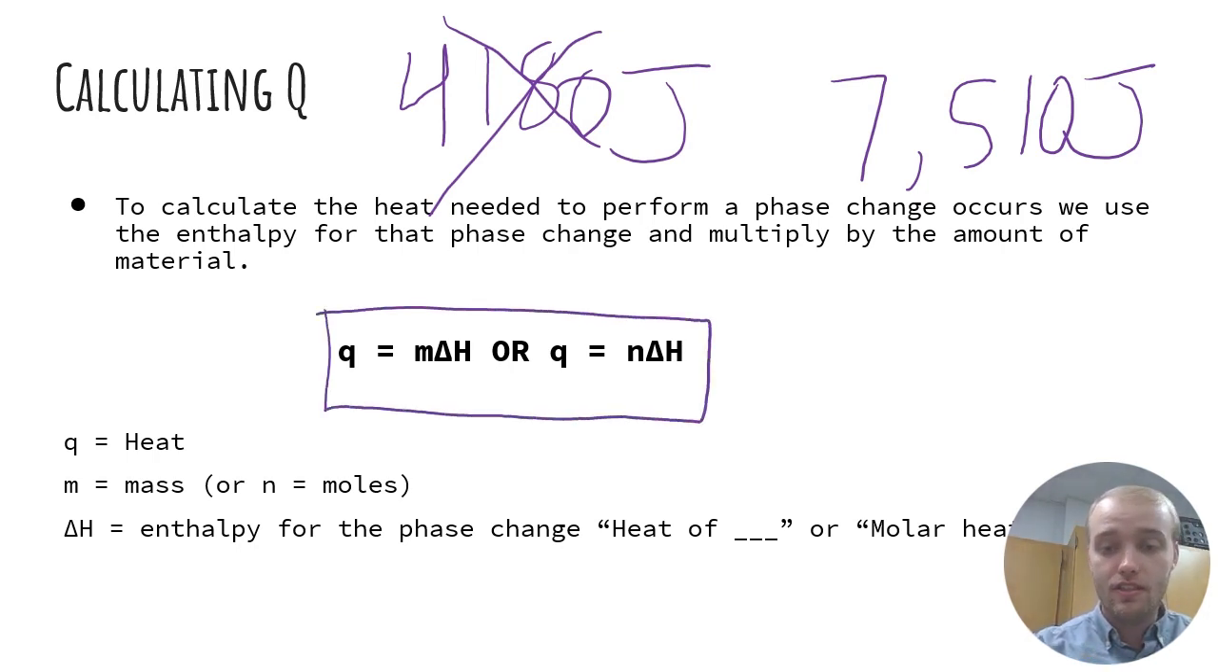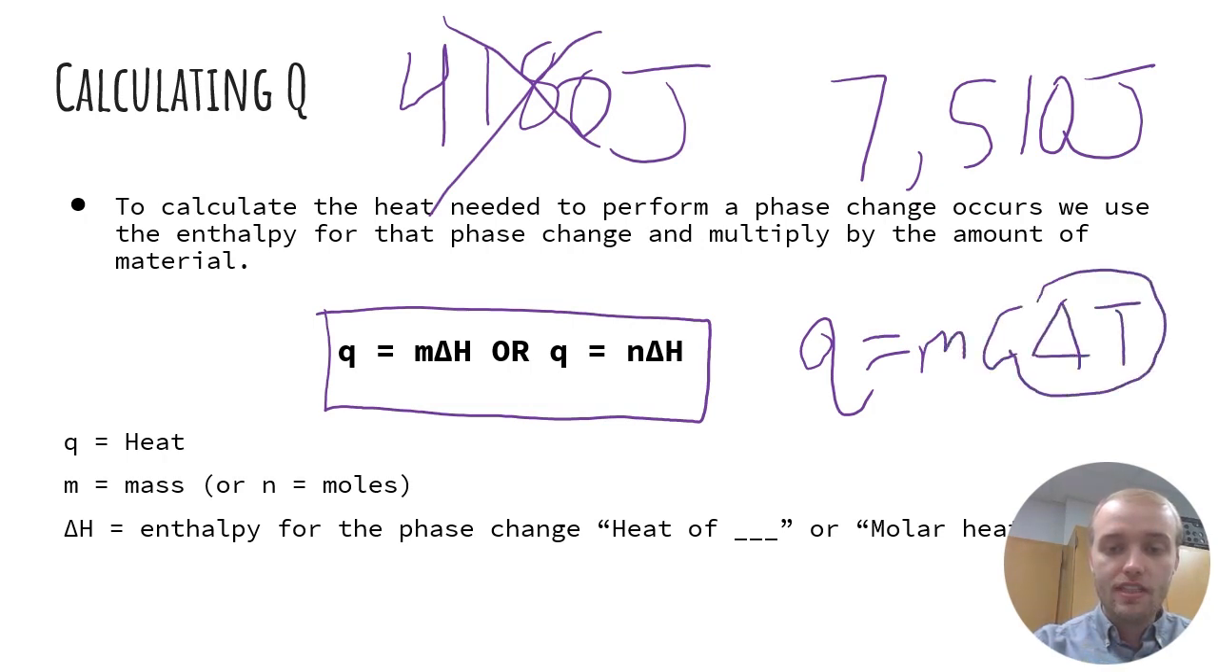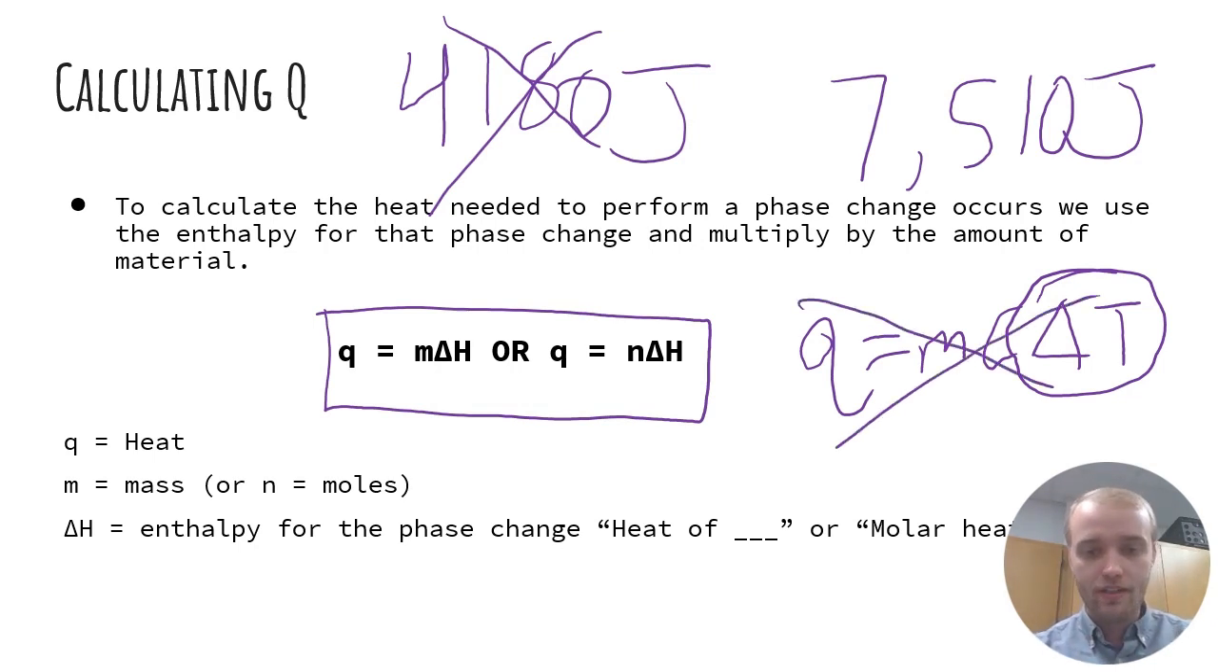This equation has to be used when you're at a phase change, because the original equation, Q equals MCΔT, has a delta T term in it. In other words, a change in temperature. Well, at a phase change, there is no change in temperature, so you can't use this equation. It doesn't work. But at a phase change, we use this equation, Q equals MΔH.